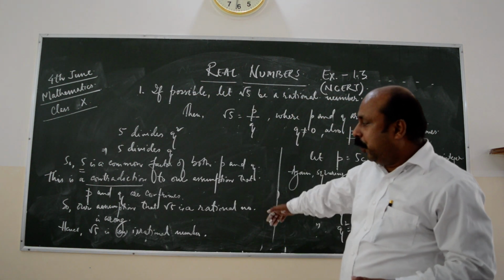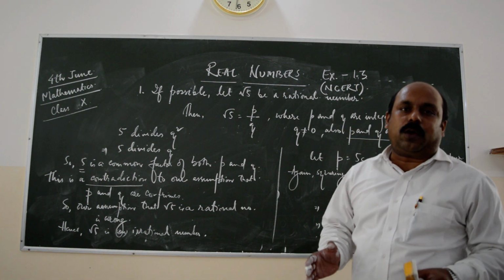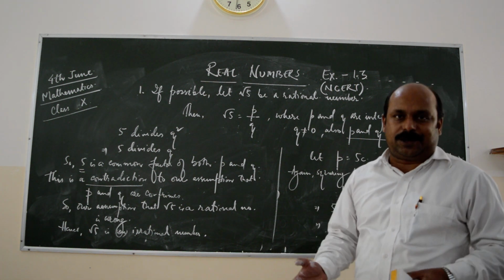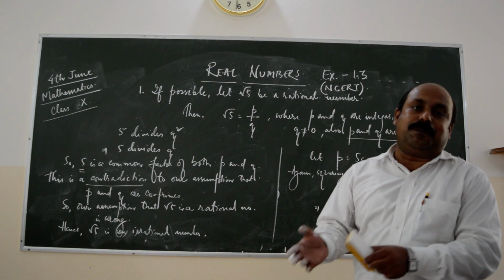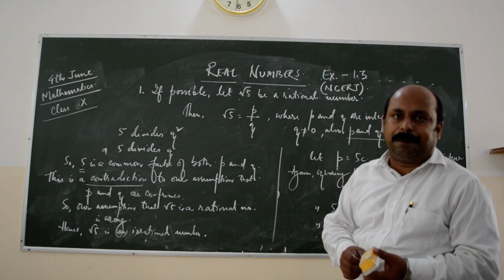We are concluding that root 5 is not rational, it is irrational. Because whenever we are talking about real numbers, either it will be rational or it will be irrational. If it is not rational, then it must be irrational. So here we conclude that root 5 is an irrational number.